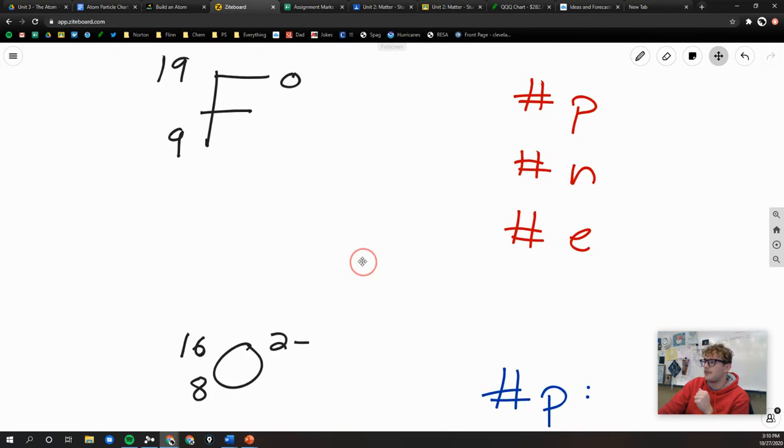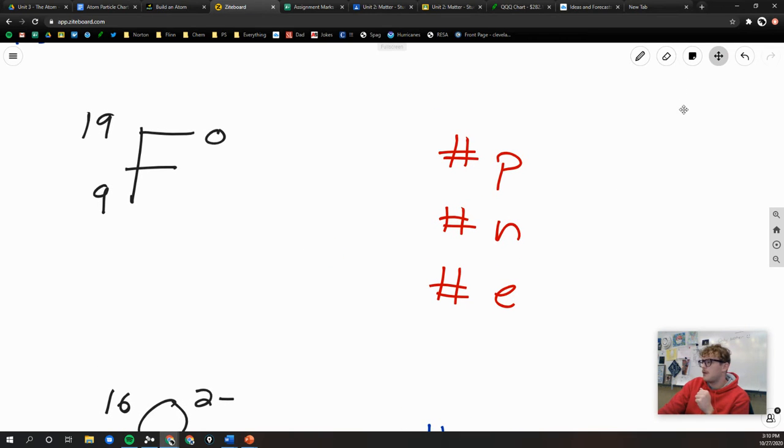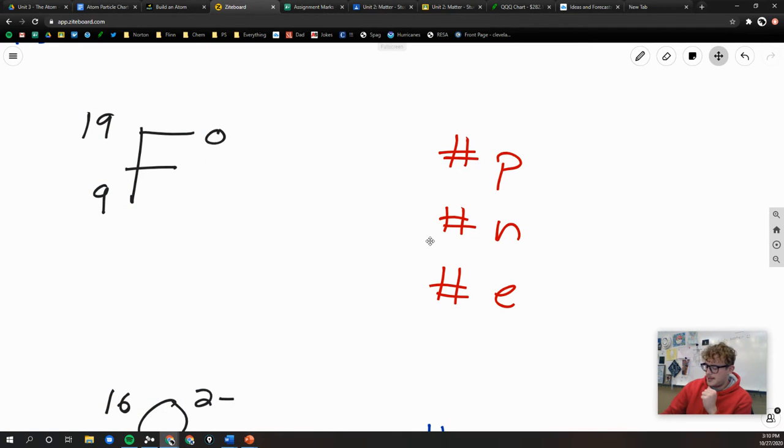Let's go down here. Let's do fluorine. So fluorine is on the periodic table on the right side. It's up here, just chilling. And it has a mass number of 19. Remember, this is the number of neutrons and protons combined. This bottom number is just my protons.